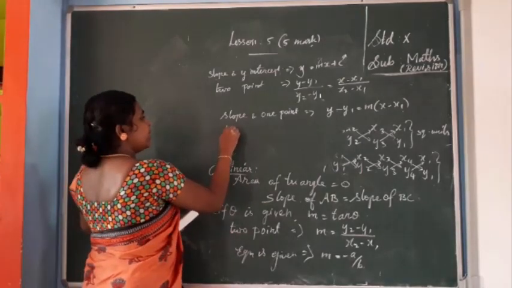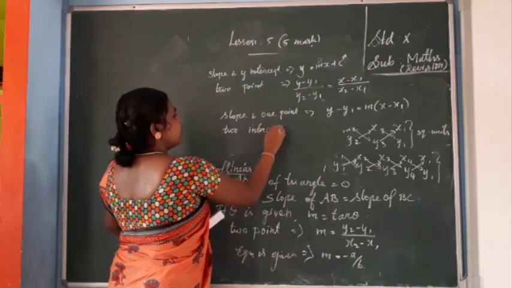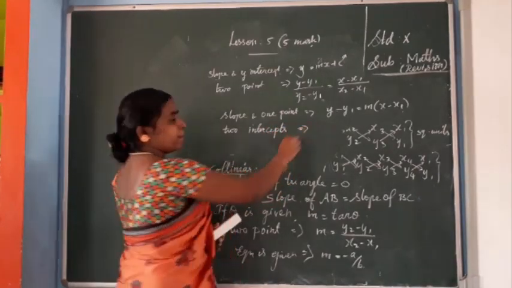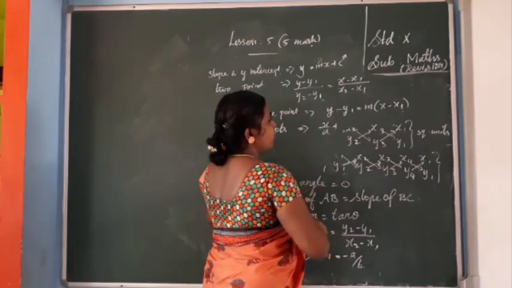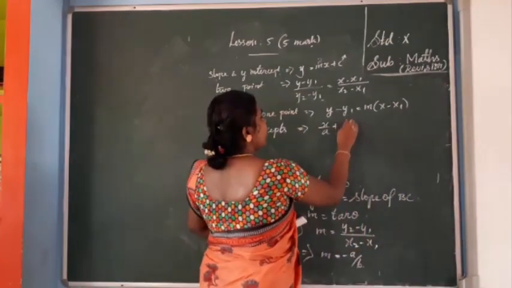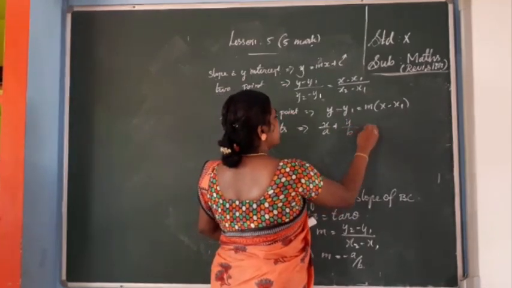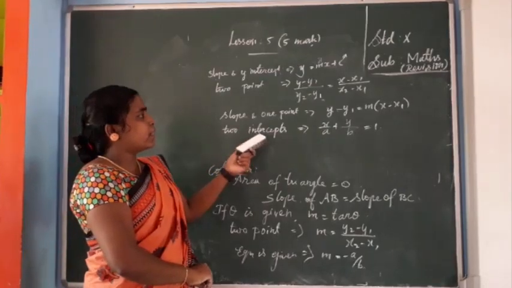Next, two intercepts given means, what's the formula? x by a plus y by b equal to 1. This is the formula for the two-intercept equation.